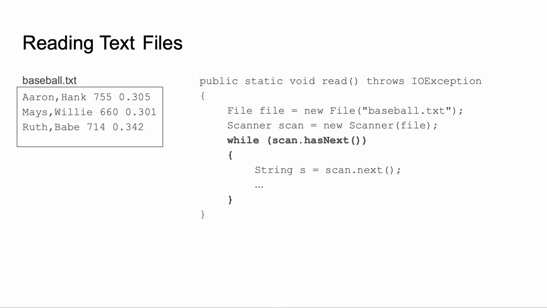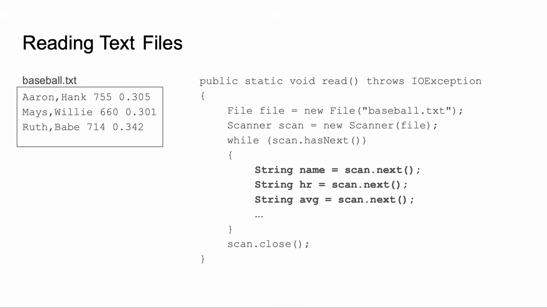Typically, we use a while loop to read from text files, with the loop continuing to run as long as hasNext returns true. It is good practice to call Scanner's close method when you're done reading from a file. For the baseball.txt file, we'll call Scanner's next method 3 times per loop, once for each of the 3 parts of a player's data. Each call to next returns a String, but it does not make sense to store our numeric data as Strings. Therefore, we will call the Scanner class's nextInt and nextDouble methods, so that we can store home runs as integers and batting averages as doubles.